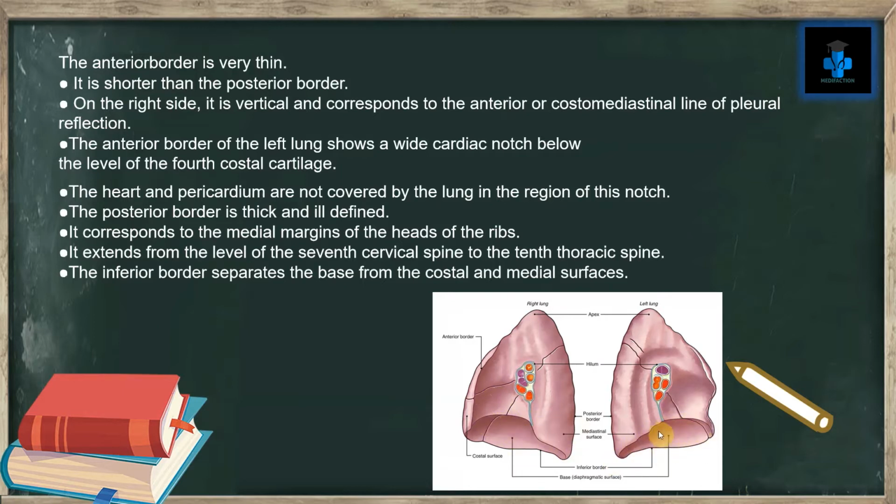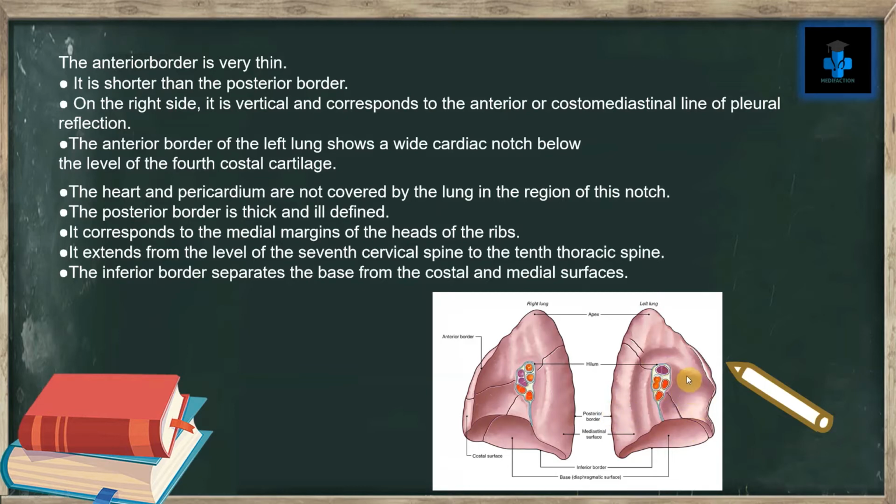This is the left lung, and here you can see a wide cardiac notch below the level of the fourth costal cartilage. The heart and pericardium are not covered by the lung in the region of this notch.